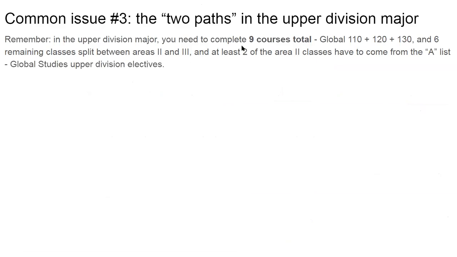In our upper division major, you need to complete at least 9 courses total, right? The core courses, 110, 120, 130, there's 3. And then 6 remaining classes that you split up between area 2 and area 3. And then just keeping in mind, the other part of that rule is at least 2 of your area 2 classes have to come from that A list. And that's the global studies upper division electives.